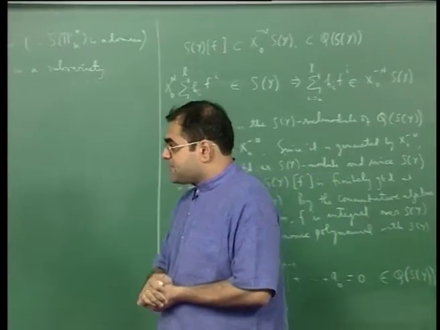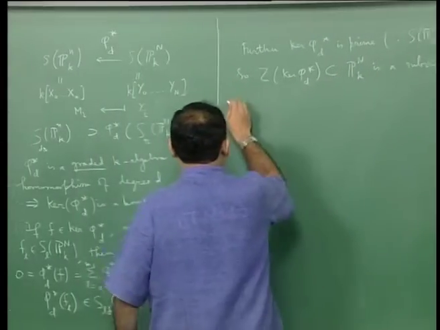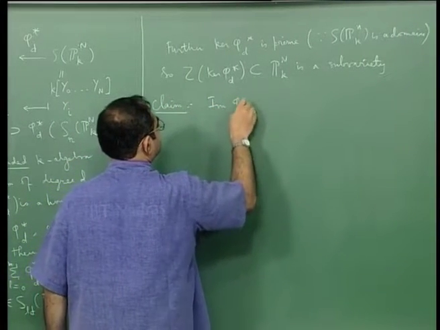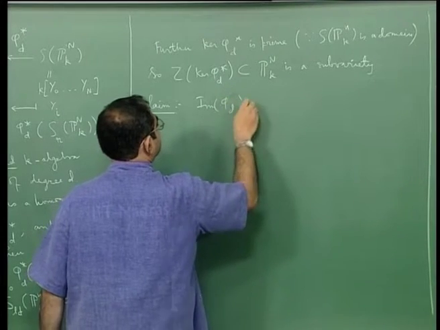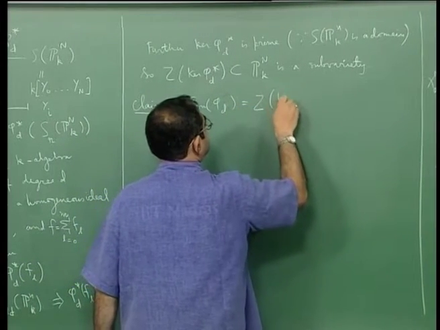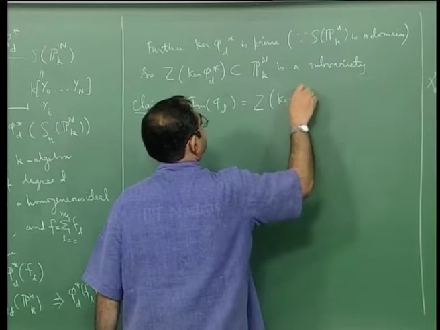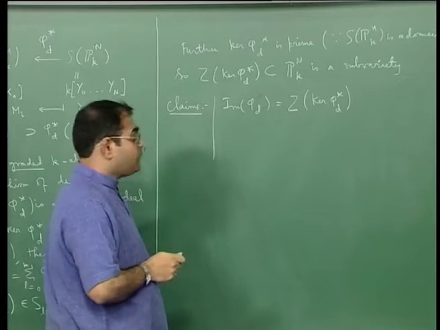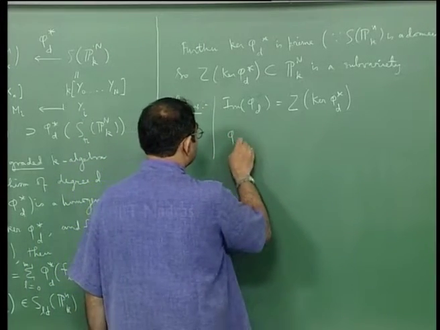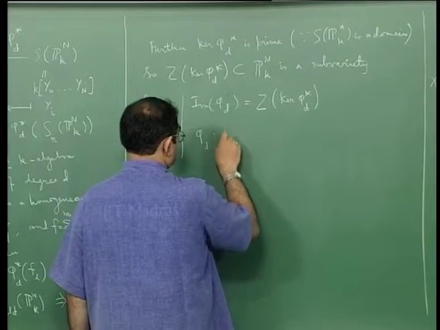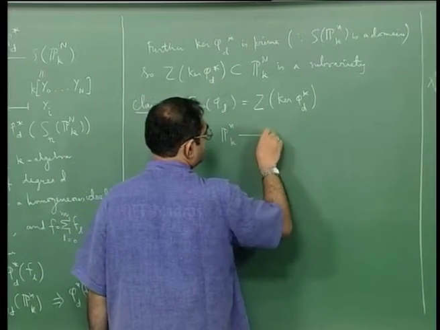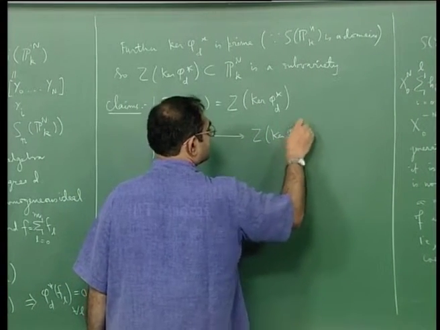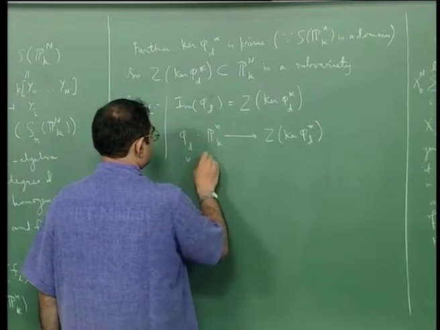And the claim is that the image of φ_d is exactly Z of the kernel of φ_d^*. These are the claims, and the second important claim is that φ_d from this little P_n, if you restrict it to the image, is an isomorphism of varieties.